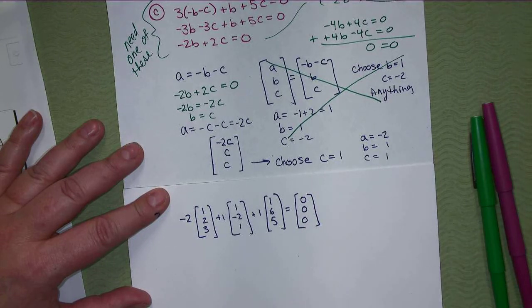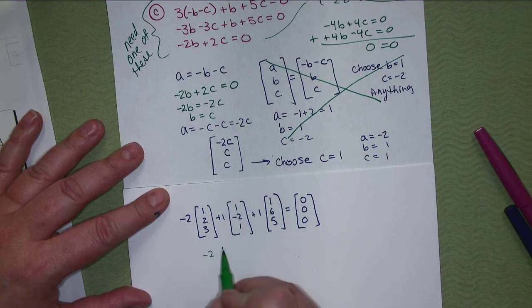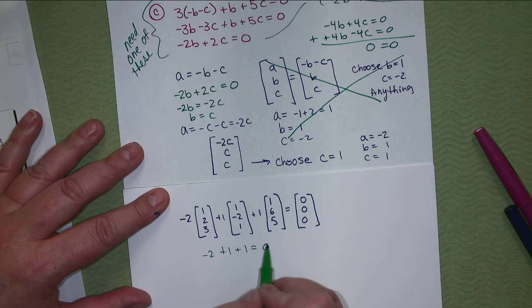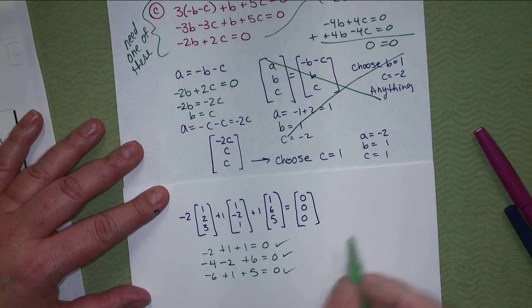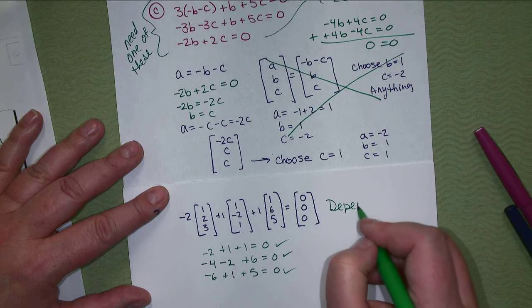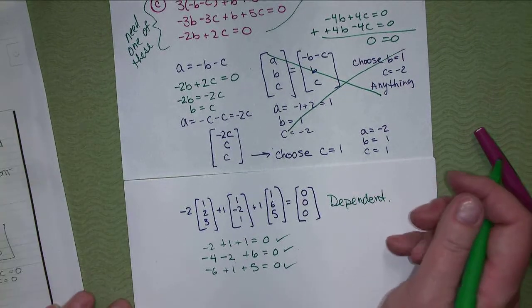All right. If we check, so minus 2 plus 1 plus 1, that's still 0, good. The second equation, minus 4 minus 2 plus 6, oh good, so far. Let's see if the third one's wrong. Minus 6 plus 1 plus 5, woohoo! Dependent. Okay. And do not spend too much time on this section.